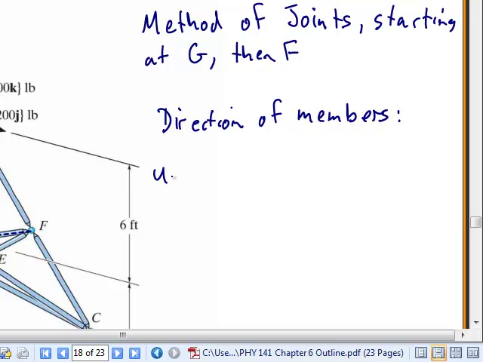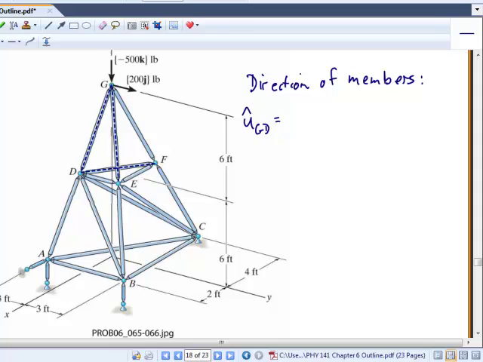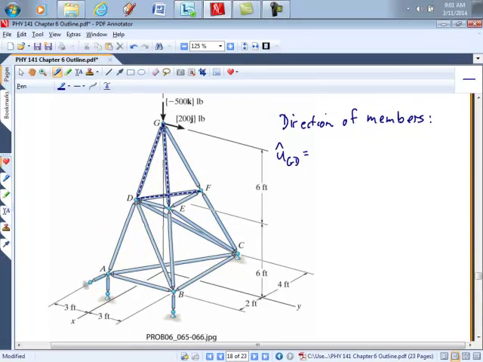So that would be U_GD, the unit vector in the direction of GD. This is actually going to be easier because G is on the z-axis. If instead of going from G to D, we continue all the way down from G to A, that's going to be the same direction. It's just a longer vector, but we're going to turn it into a unit vector anyway.